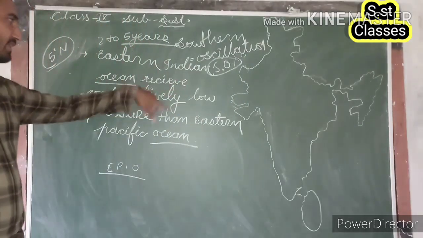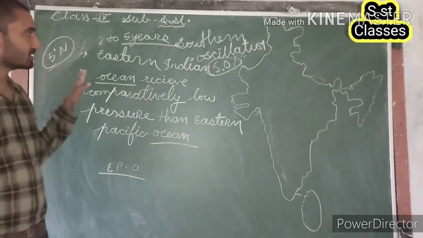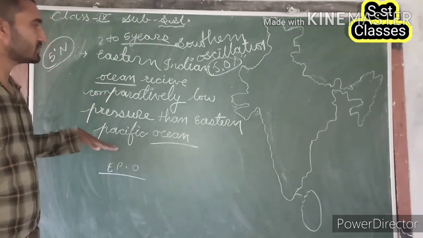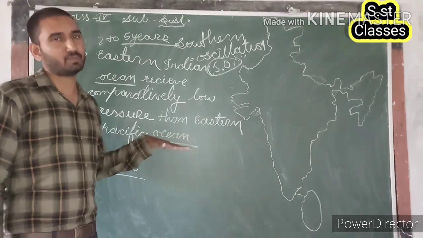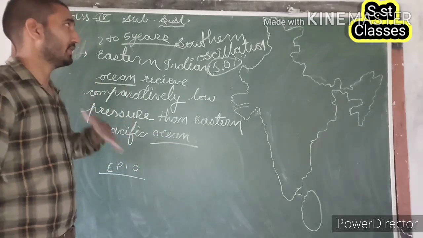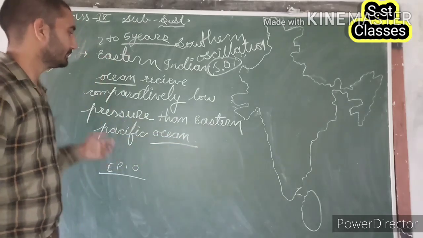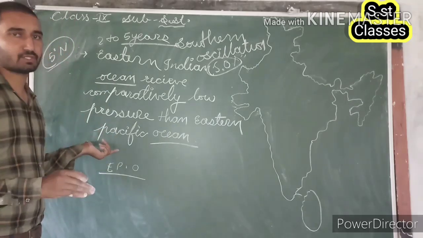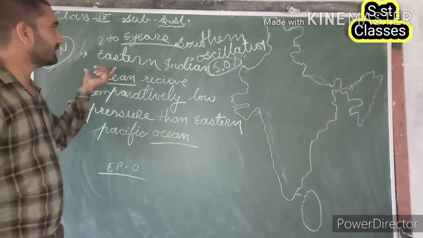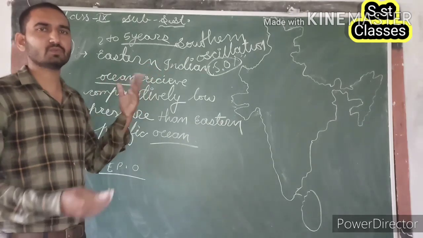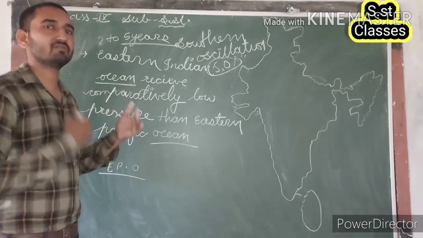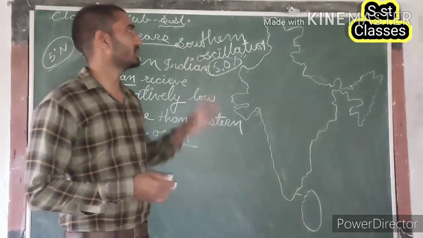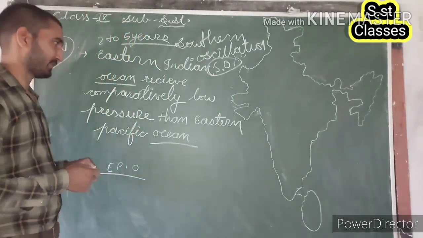So what do we actually mean by SO? Guys, as we discussed, the Eastern Indian Ocean receives low pressure and the Eastern Pacific Ocean receives high pressure. But sometimes, as a periodic change after 2 to 5 years, the Eastern Pacific Ocean receives low pressure in comparison to the Eastern Indian Ocean, and this creates a complete reversal of the previous situation. This kind of situation is known as Southern Oscillation.